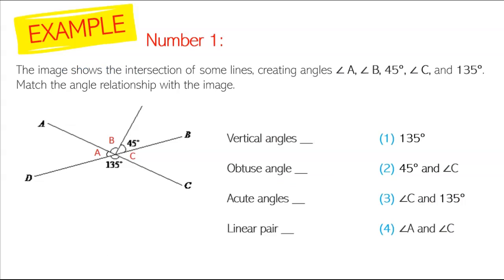It shows an image, shows the intersection of some lines creating angles, angle A, angle B, 45 degrees, C, and 135. We want to match the angle relationship with the image. You are given a list of definitions and a list of angles, and we have to match them. I want you to look at this problem first if you are not sure how to start.